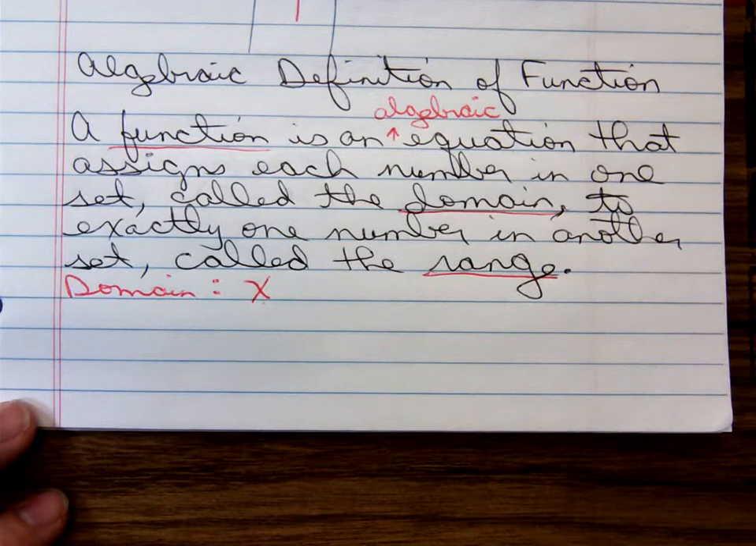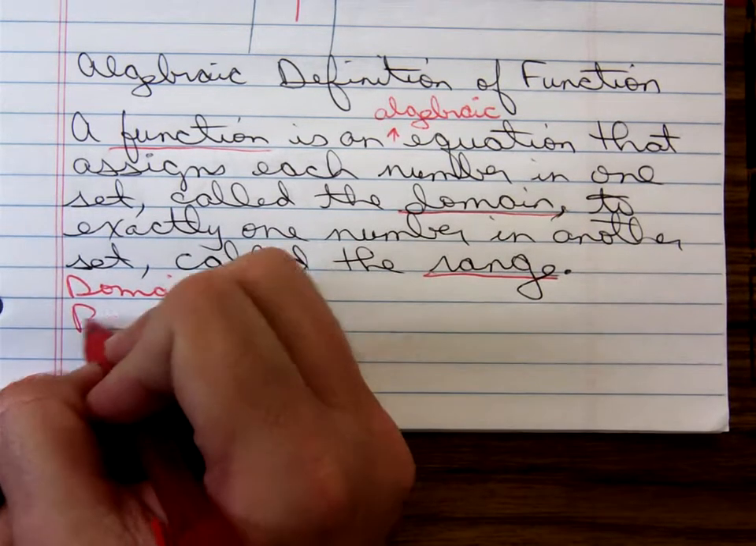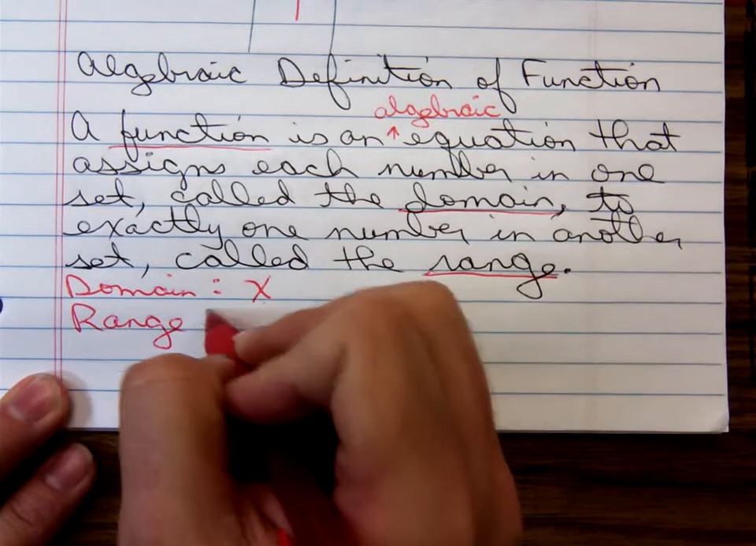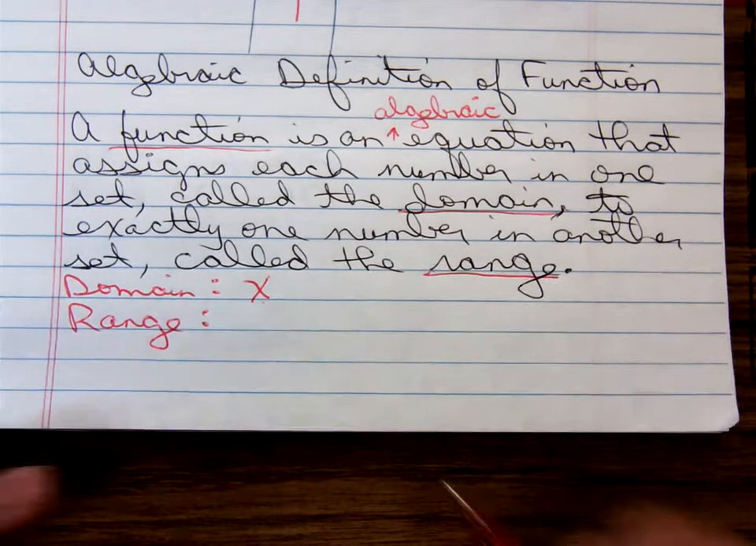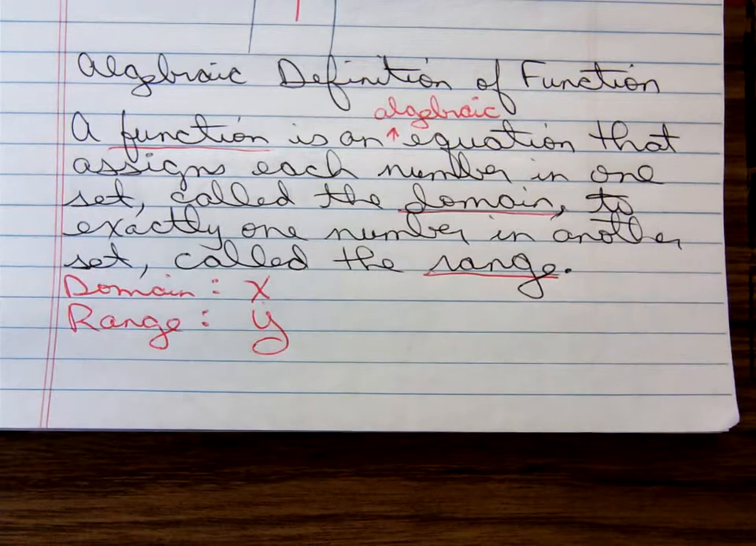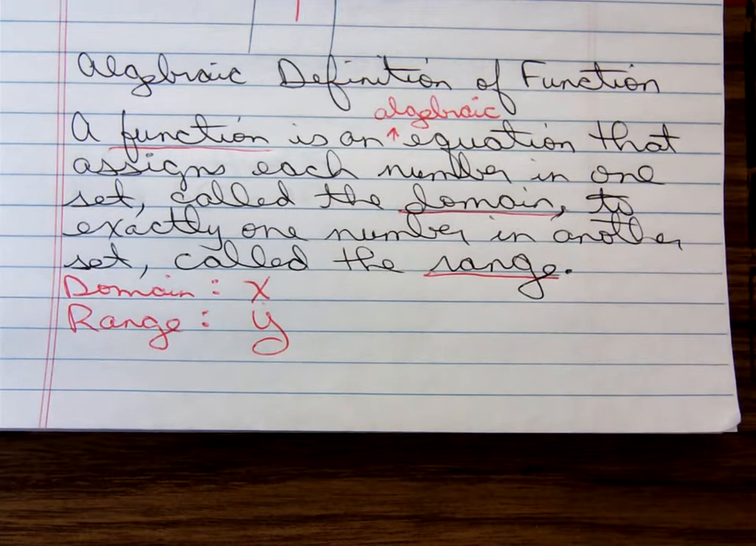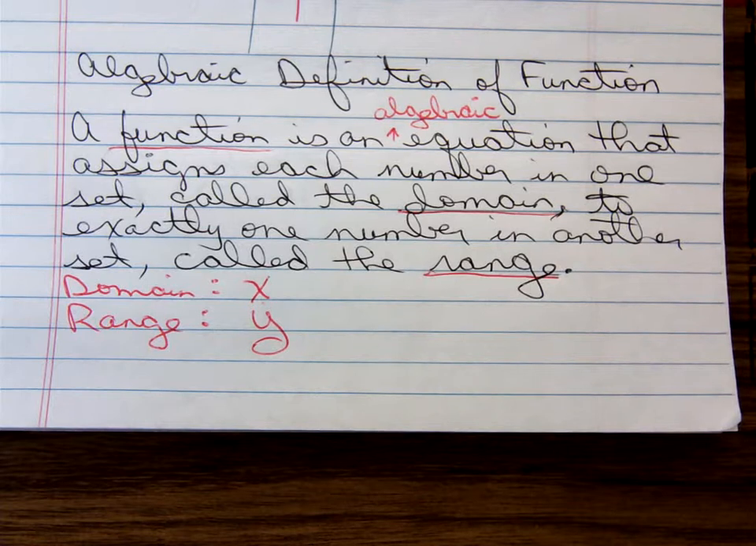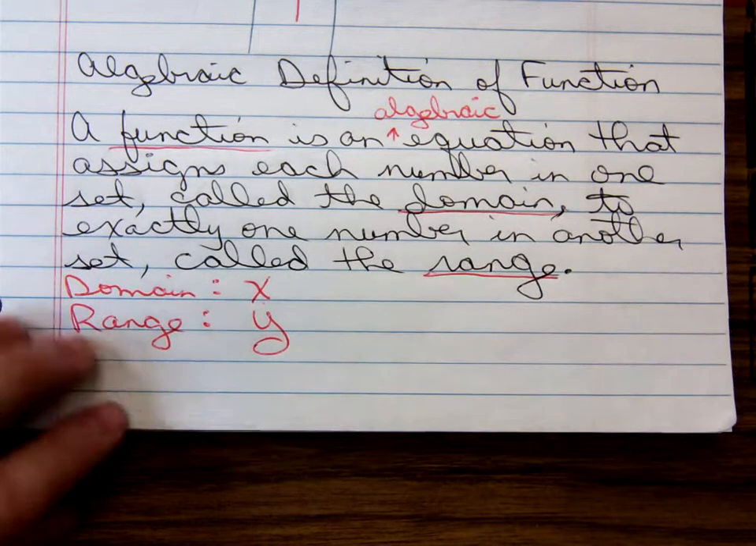What do you think is the most common letter they use to represent range values? Why? Because the range is the set of all y coordinates, but you can use any letter. I use P's for price, C for cost, R for revenue, capital P for profit in my business math classes. So it could be any letter, but the most frequently used letter is Y. And we have something called function notation.